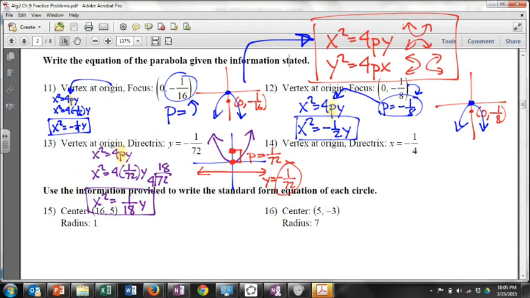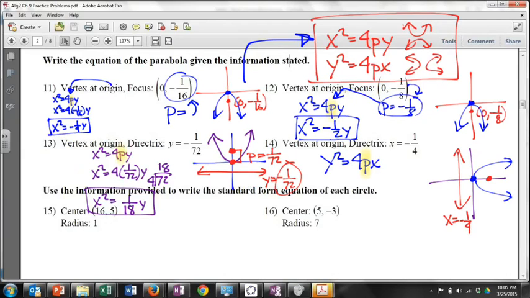Last one, let's do this one. Let's graph it out. x is equal to -1/4, that's this right here. If that's my directrix, my focus is going to be on the opposite side, and my parabola is going to be left or right type. So in this case, finally, we have a y squared type. I'm going to use that as my starting equation: y squared is equal to 4px.